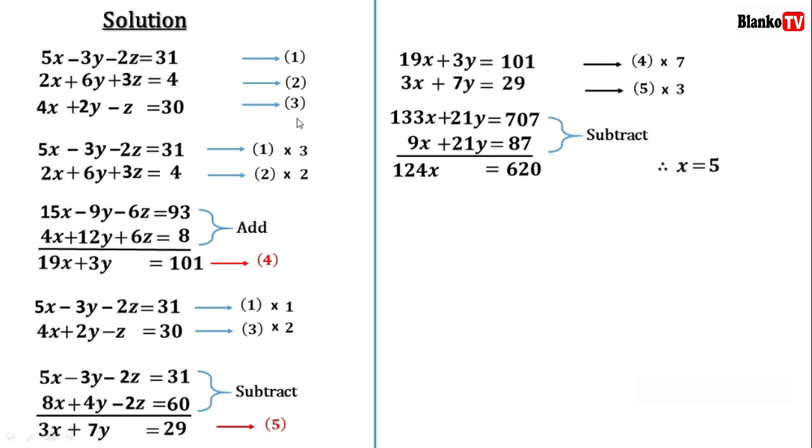Okay, so let's substitute x into equation 4. So we have 19 multiplying 5 plus 3y equals 101.